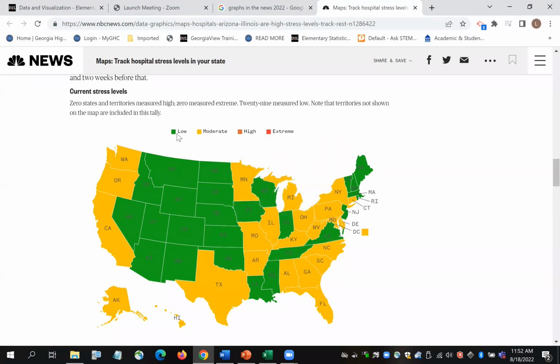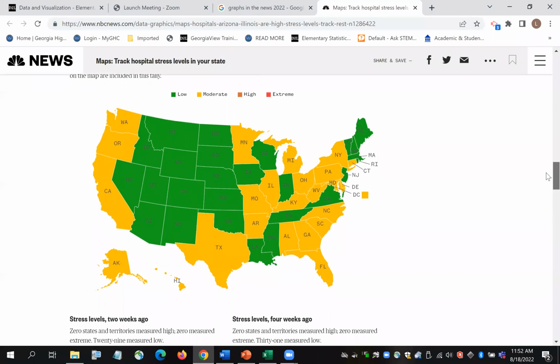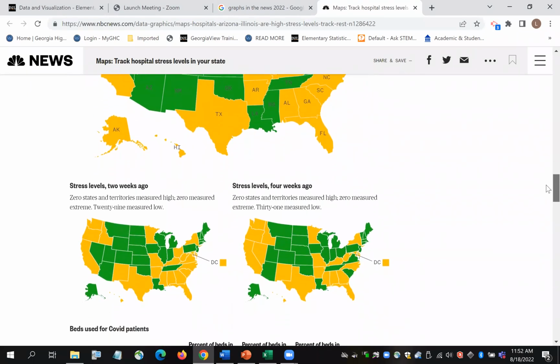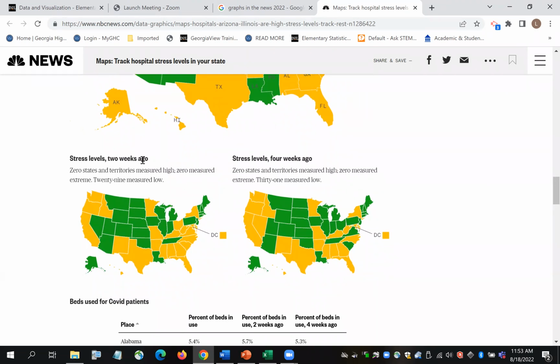They have different colors. Green is low, yellow is moderate, orange would be high, but apparently there's no high, and red would be extreme. So this shows the stress on hospitals in the various states. At this particular point, when this map was created, pretty much all of the states were either low or moderate. Below, they also provide a comparison map to 2 weeks prior and 4 weeks prior, so you can look at how things have changed.